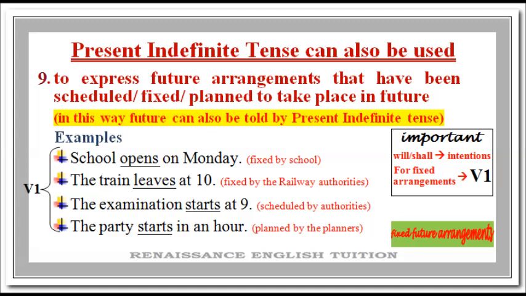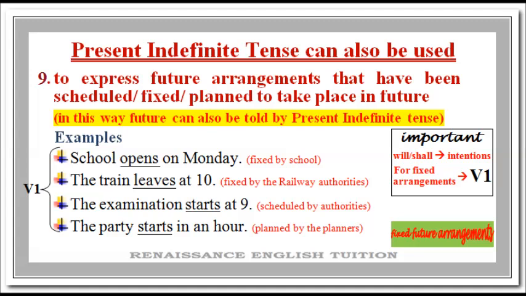The first example is, school opens on Monday. Although the school has not opened yet, it is scheduled to open on Monday. That is the future time. Yet instead of being written in the future tense, the first form of the verb has been used here.